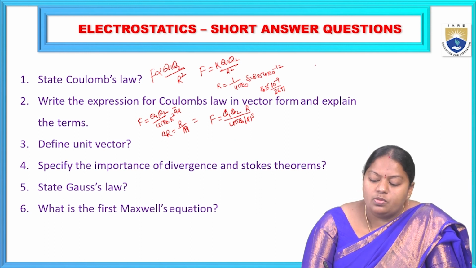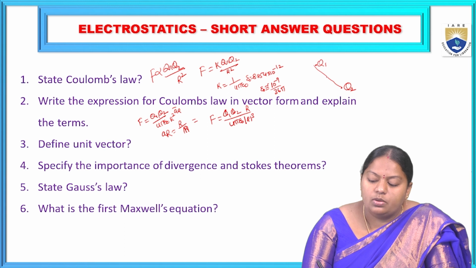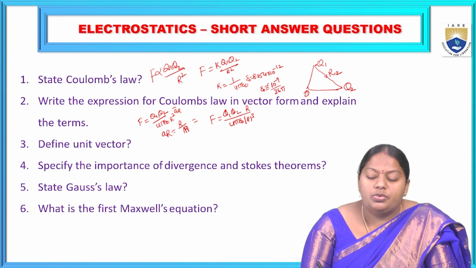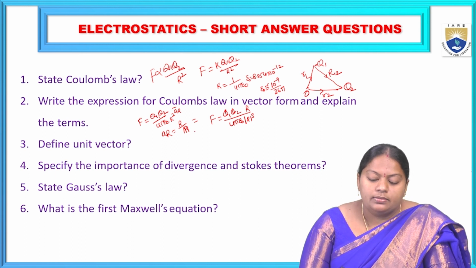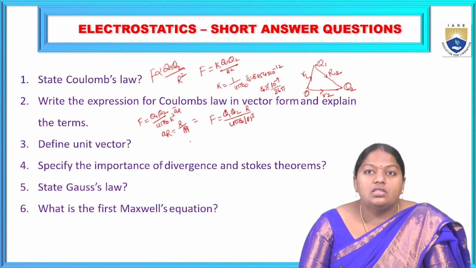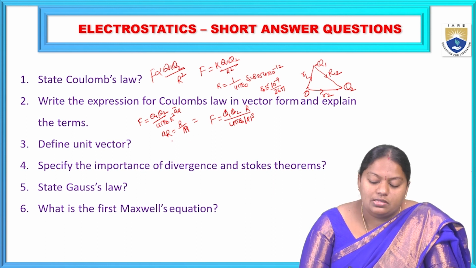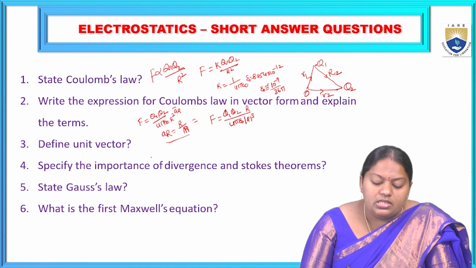Suppose a point charge Q1 is located at a particular point and Q2 is located at another, and the distance between these two is represented with R12. From the origin, if you want to measure the distances, we use position vectors R1 and R2. So the distance vector is given by R12. Depending upon that, Coulomb's law is expressed in vector form. This is the way we have to express it. Then, define unit vector.